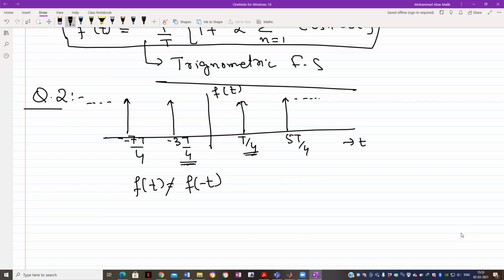Second point, is this periodic or not? What do you think? Non-periodic, how? The time intervals are not repeating, right? No, it's not like this. It's actually like f of t plus or minus the fundamental time period, which should always be equal to f of t. Now tell me the difference between these two time intervals.